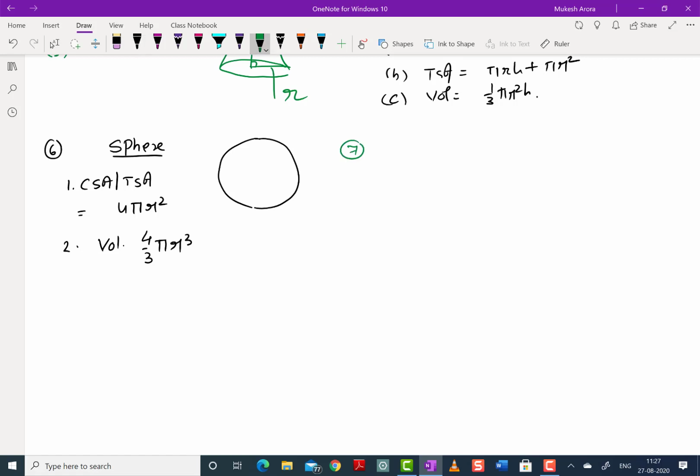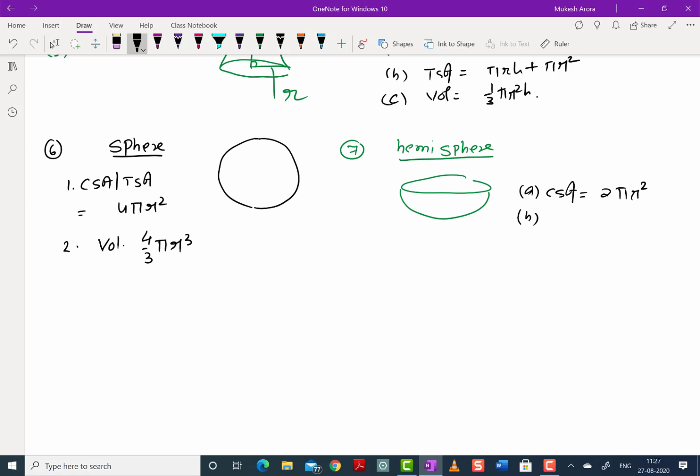Then you have hemisphere. Hemisphere is when you take half of a sphere. The curved surface area obviously will also be half, 2 pi r square, but it has total surface area also, that is the curved surface area plus area of top, that means 3 pi r square. See, volume is 2 by 3 pi r cube.